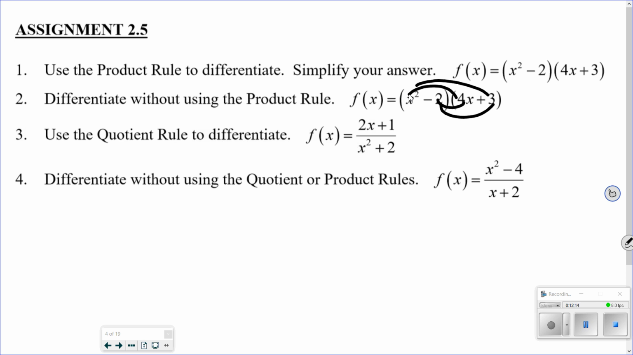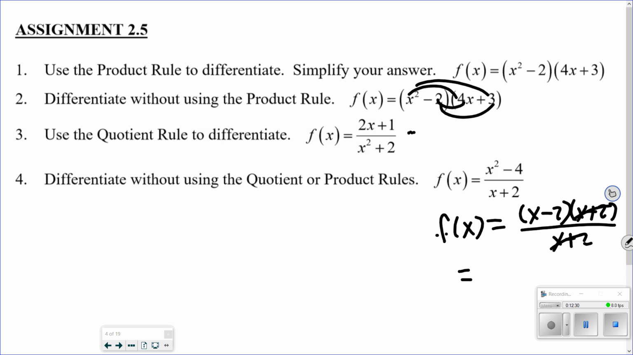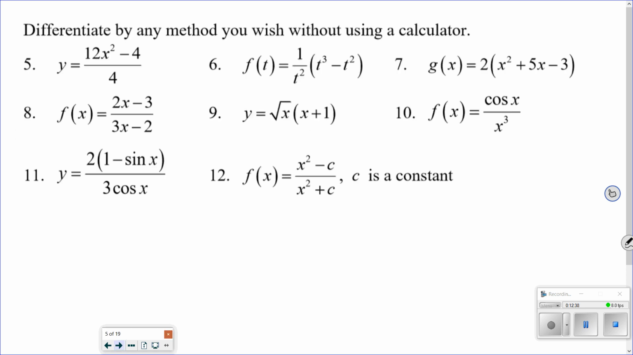This one down here says use the quotient rule. This one says differentiate without using the quotient rule. Like on this one, we've done these before. We try to simplify it. The top becomes x plus 2. You can cancel out the x plus 2. And now it's really simple because I just take the derivative of x minus 2. So really quick and easy. So you're going to practice both. Don't forget all the other stuff we've done.